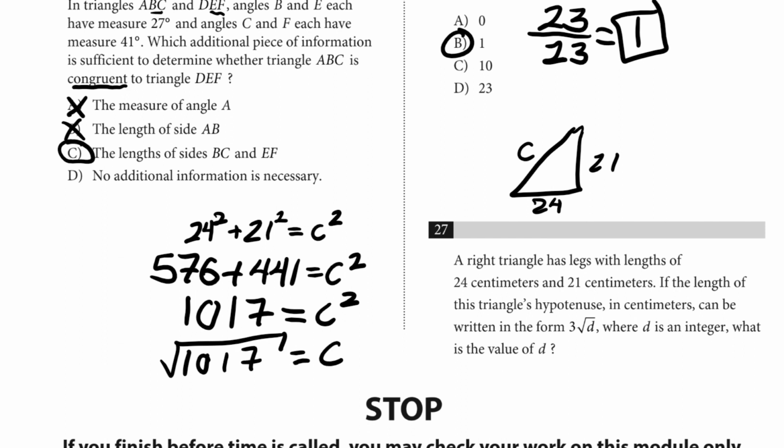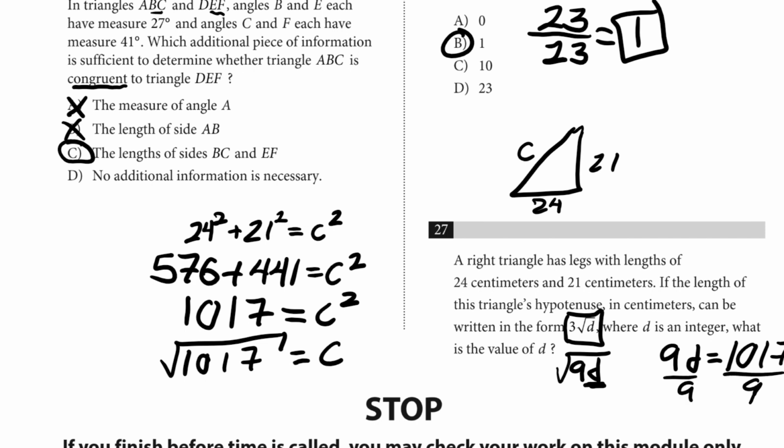Since the answer that we're looking for is 3 square root of d, before the 3 comes out of the square root, we would need to have square root of 9 times d. So in order to figure out what d is, we're going to have to set 9d equal to 1017. And to get d, we're going to divide both sides by 9, which gives us d equals 1017 divided by 9, which is 113. So d is 113.